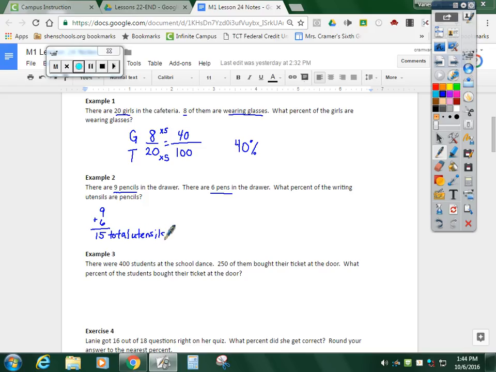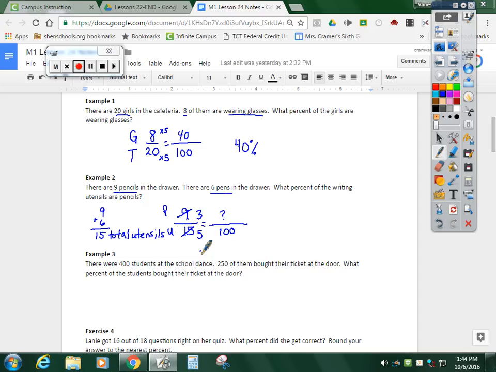Now you have to find what percent are pencils. So there are 9 pencils out of a total of 15 writing utensils, and you want to know what percent that is out of 100. Well, 15 times nothing gives you 100. It doesn't scale up. So you're going to want to simplify this first ratio to see if that helps. These can both be divided by 3. 9 divided by 3 is 3. 15 divided by 3 is 5.